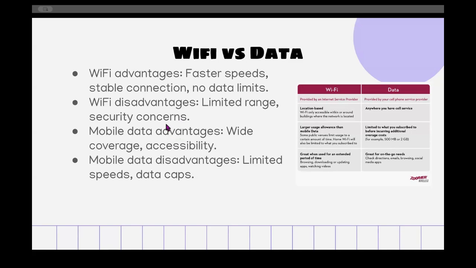On the other end, data has some advantages over Wi-Fi and some disadvantages that we'll go over. As for the advantages, mobile data allows for wide coverage and more accessibility. Some disadvantages are limited speeds depending on where you're at or proximity to towers, and then data caps as well. And these are some additional details that we just covered as well.